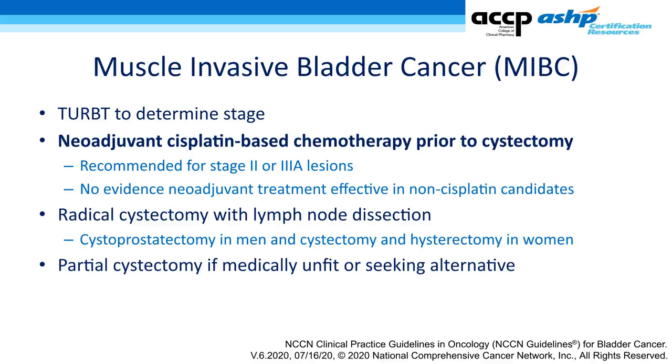The radical cystectomy also includes a lymph node dissection, and that could also include removing part of the prostate or the prostate in men, as well as hysterectomy in women. A partial cystectomy may be an option if patients are seeking something beyond a full cystectomy, or if they're not able for medical reasons to have a full cystectomy.